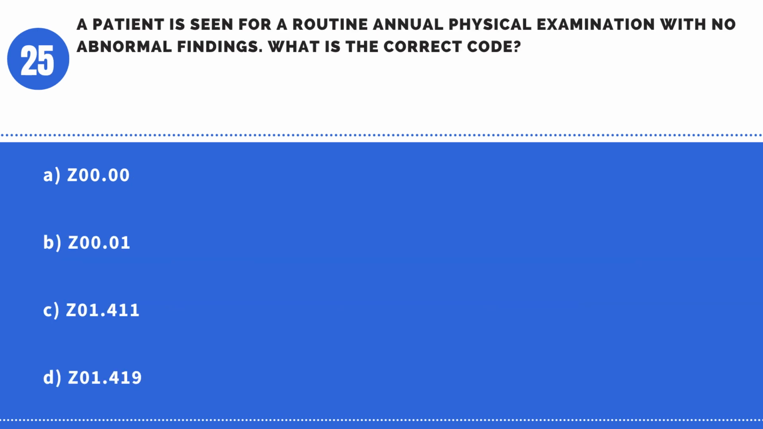Question 25. A patient is seen for a routine annual physical examination with no abnormal findings. What is the correct code? A. Z00.00. B. Z00.01. C. Z01.411. D. Z01.419.